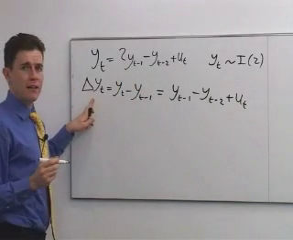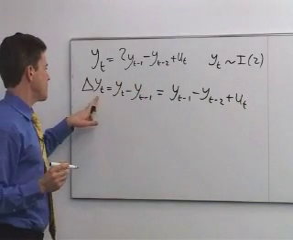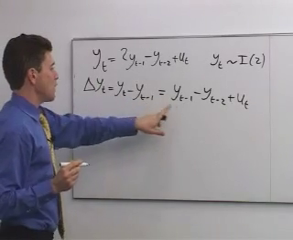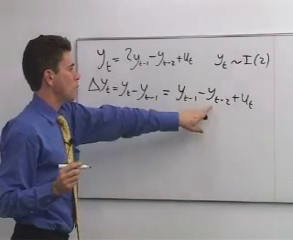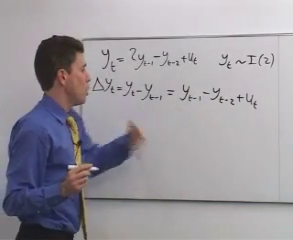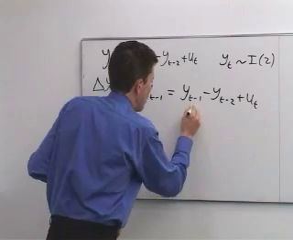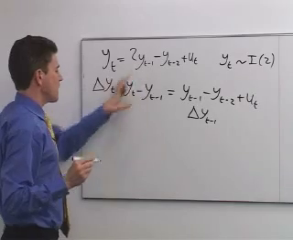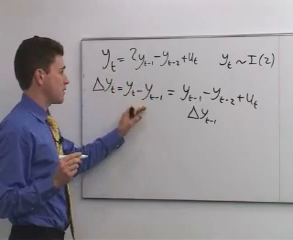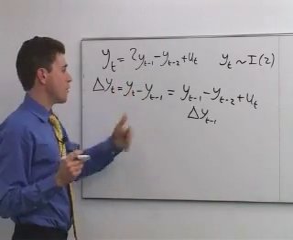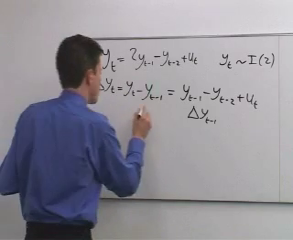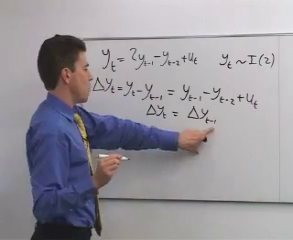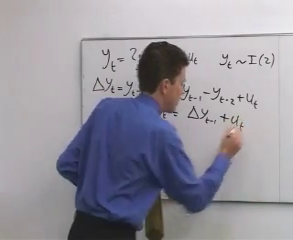Now, if we define delta yt as being the difference between yt and yt minus 1, then obviously yt minus 1 minus yt minus 2 we could view as being delta yt minus 1. In other words, it's exactly the same as what was on the left-hand side here, but with 1 subtracted away from the time subscripts. So we could write delta yt equals delta yt minus 1 plus ut.